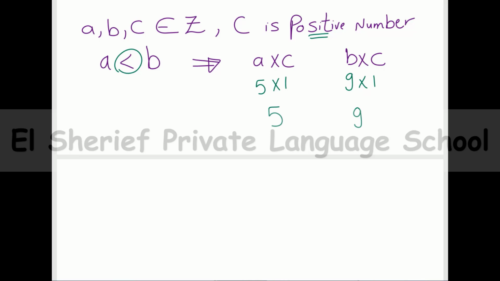Of course C here can be 7, 8, 9, any number belonging to the set of integer numbers. And A likewise can be 8, 2, negative 1, negative 7, any number belonging to the set of integer numbers. Okay. 5 less than 9, so A times C less than B times C. Until now the sign of the inequality doesn't change.